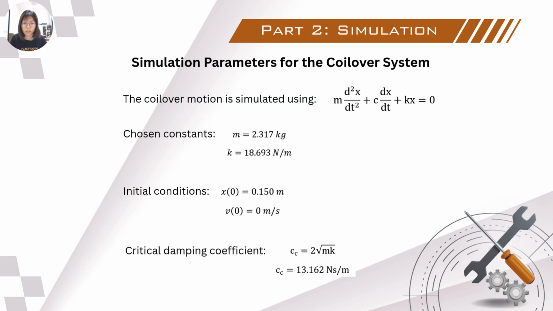For the simulation, I used the differential equation derived in part 1. The chosen mass is 2.317 kilograms and the spring constant is 18.693 Newton per meter. The initial displacement is 0.150 meter and the initial velocity is 0. The critical damping coefficient is calculated using the formula C equals 2 root mk, which gives 13.162 Newton second per meter.